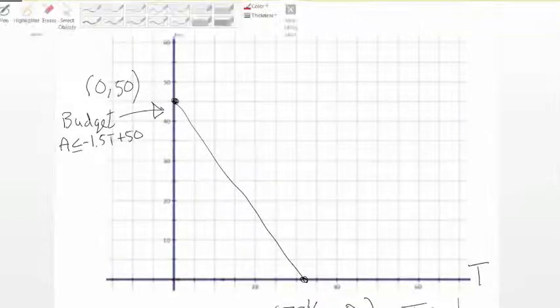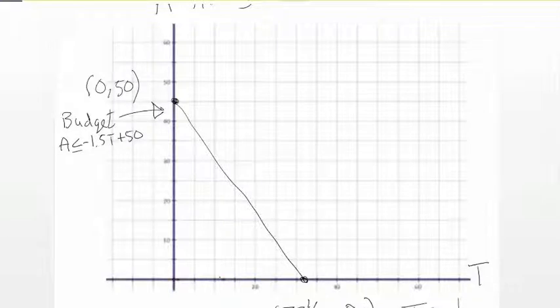The next constraint is just that the number of teachers must be larger or equal to 12. So that just means T is always going to be 12, and that's a relatively easy one to draw in there.